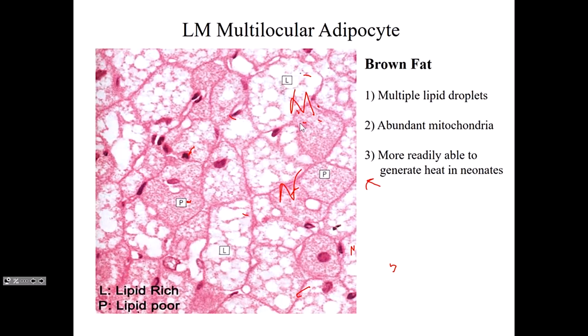Here's another picture of brown fat. You can note here that we have multiple lipid droplets. We have multiple mitochondria, although you really can't make them out too clearly in this light microscopic picture. And of course, as I mentioned, the combination of smaller lipid droplets and abundant mitochondria makes the fat more readily available to generate heat in newborn babies.